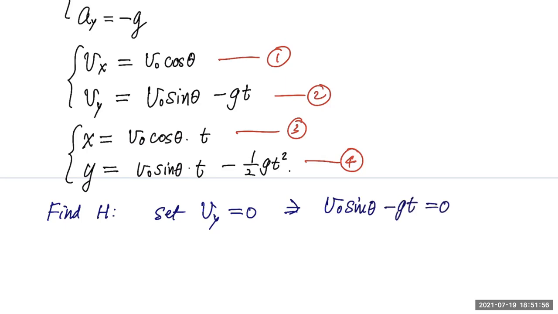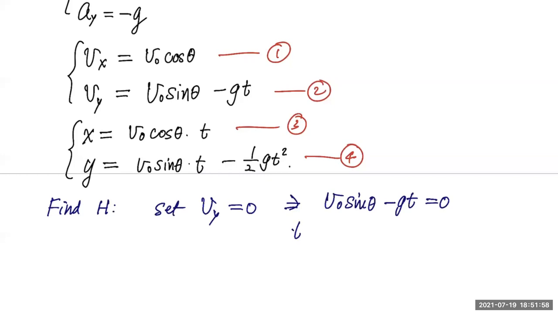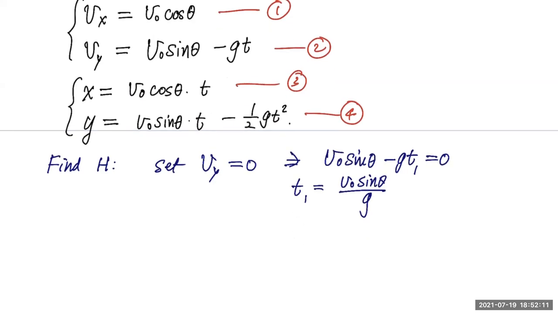And there's a particular solution to that t, and that t is equal to v naught sine theta over g. This is a special t, which I call t1. Okay, so t1 is the time it takes to go up to the top. And once you know that t1, you can plug into equation number 4, and so you get y at t1. H is equal to y at t1, right? For that particular moment, right?